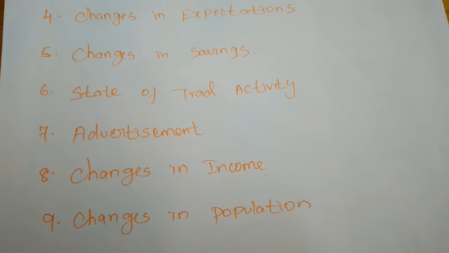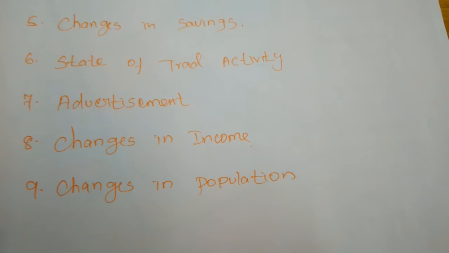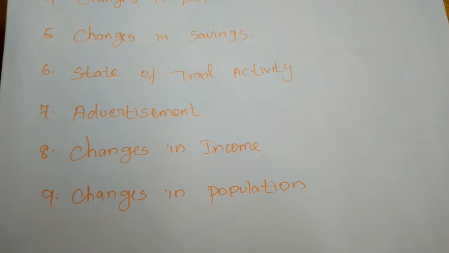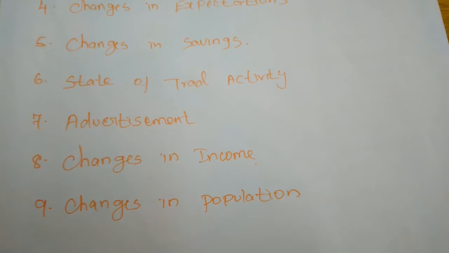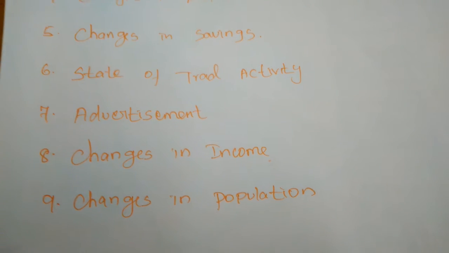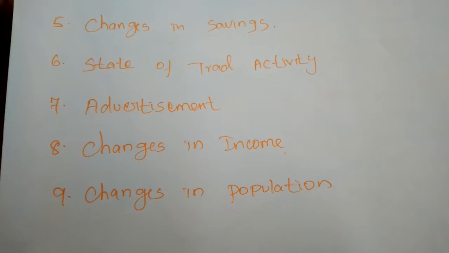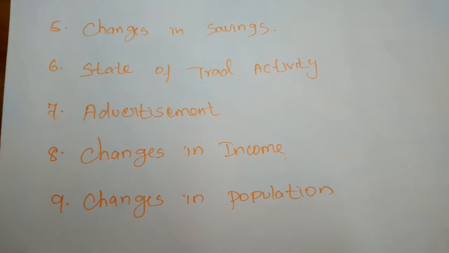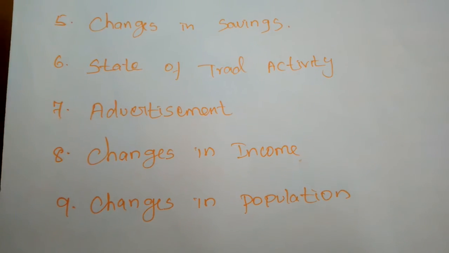Okay, the state of trade activity is also one of the determinants of demand. Next, advertisement. Advertisement is also one of the most important determinants of demand, because advertisement always induces people to purchase more commodities than they already purchased. Advertisement induces people to consume many different types of commodities, or new commodities that come to the market, and everything is consumed by the consumers. If the advertisement is very attractive and visible to the consumers, the demand will increase.